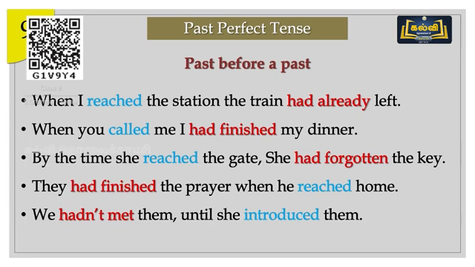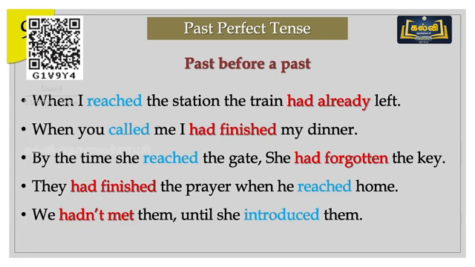By the time she reached the gate, she had forgotten the key. So she was not aware that she was carrying the key with her. So she reached the gate, second action. She had forgotten the key, that is the first action. And look at the last sentence. They had finished the prayer when he reached home. So when the fellow reached his home, his family members had already finished their prayer. So you can express a past action which happened before a past which was complete in past perfect tense.